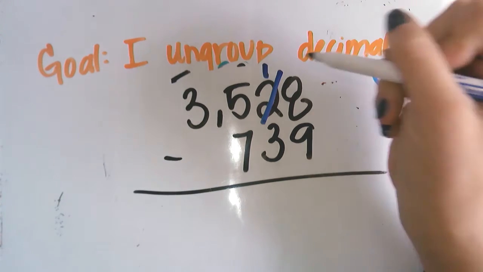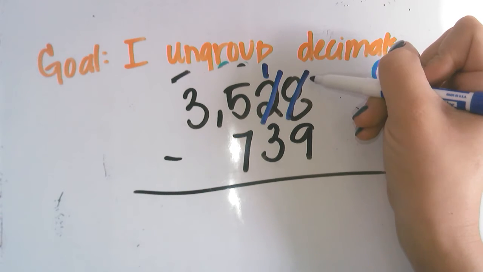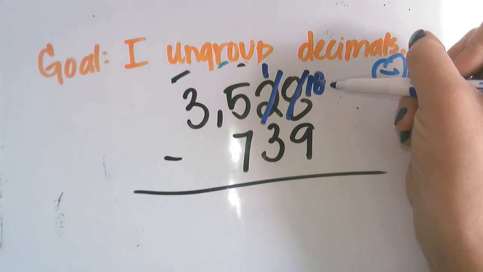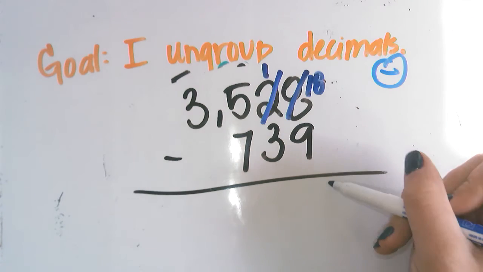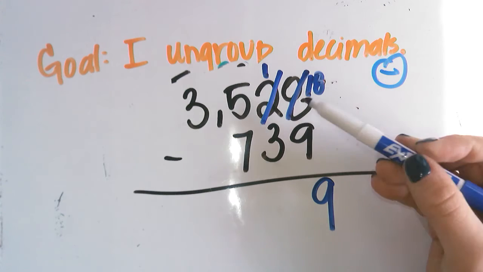So this is going to turn into a 1. Then we need to add 10 over here. So we have 18. 18 minus 9 is 9. Okay, now I can move on to the next one.